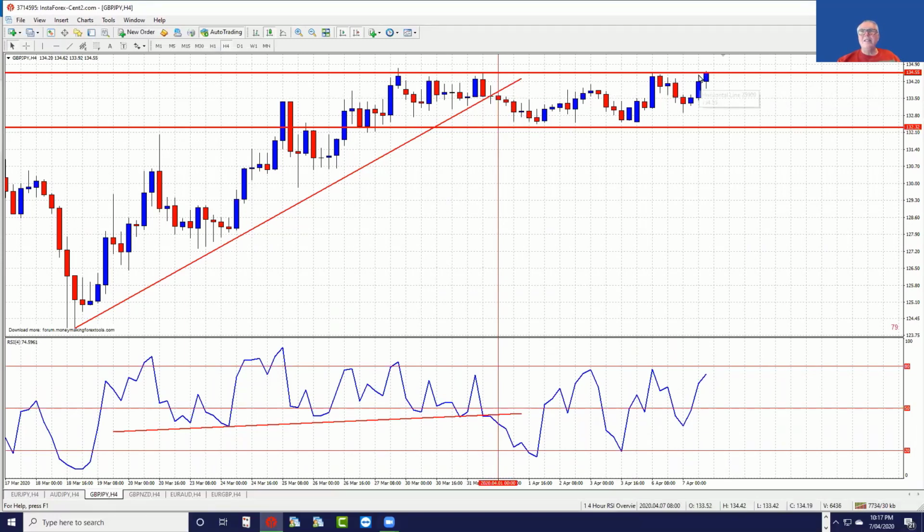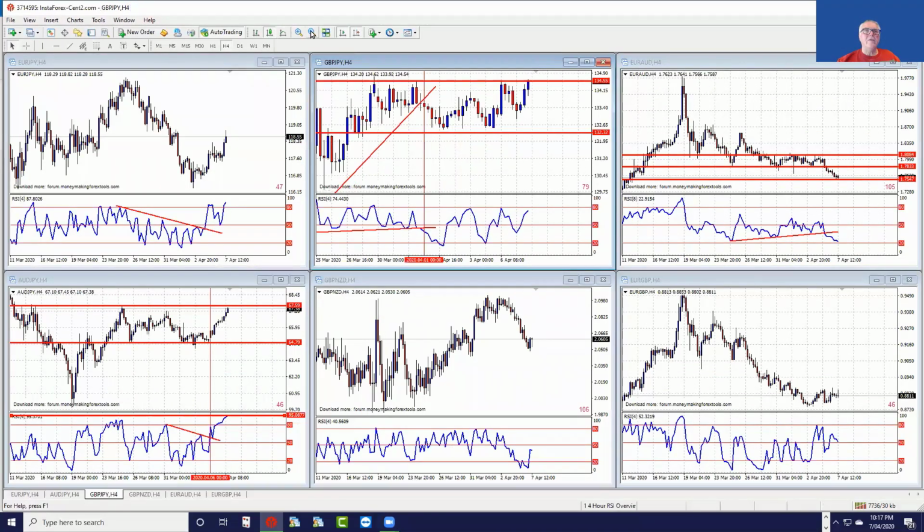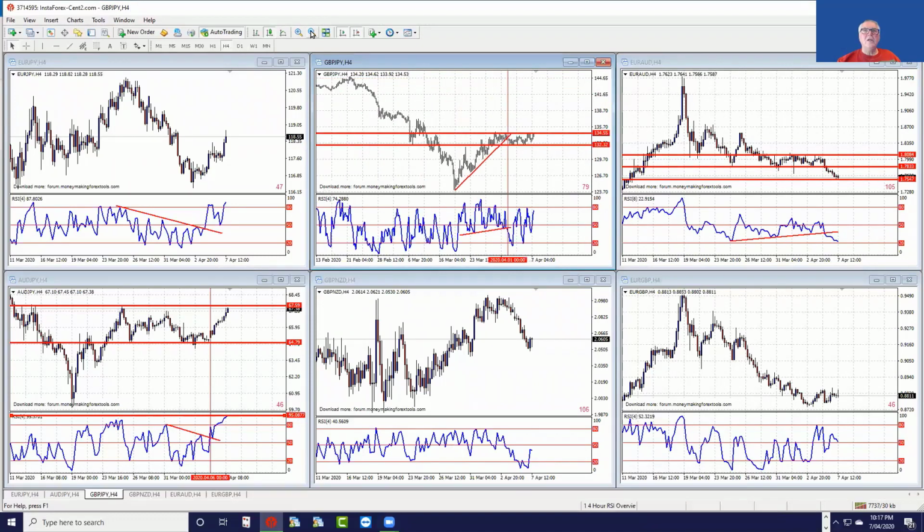This one is, if this starts making a new high, you need to watch this one. This could go on forever. Pound yen can go on forever, so it can trend a long way. So there's a potential trade. Let's just have a look. Let's see if there's anything else there.